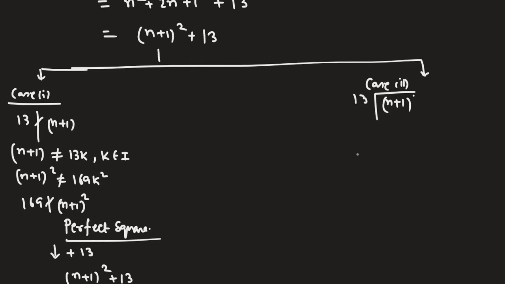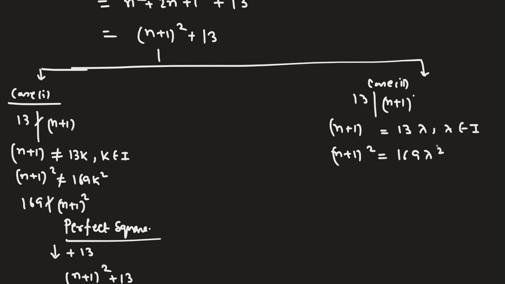Now the second case. In case 2, we assume that 13 divides n plus 1. So n plus 1 is what type of number? 13 times some lambda, or you can say mu, where lambda belongs to integers. So if I square n plus 1, we are getting 169 times lambda square.